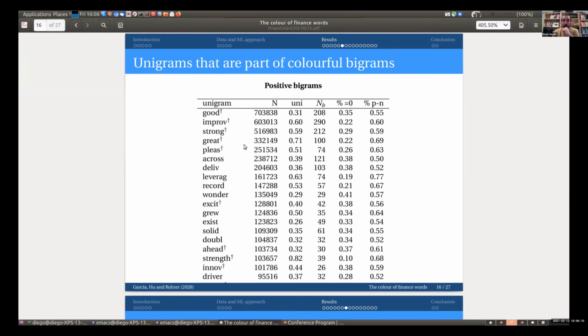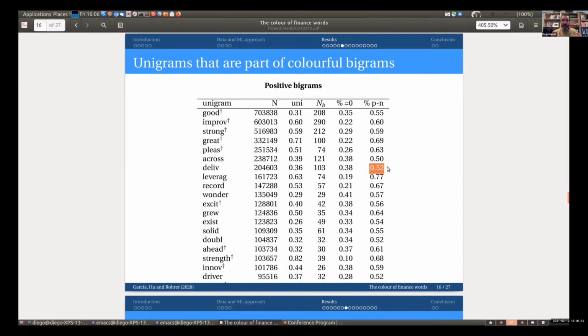Here are some other words that are actually interesting. I'm going to focus on deliver and leverage, which also are words that nobody would say sound positive or negative to them. Well, it turns out, let's just consider deliver. In the fit that I'm showing you here, which has over 20,000 terms in the TDM, deliver has associated with it over 100 different bigrams. 38% of them are neutral. The rest are virtually all of them positive.